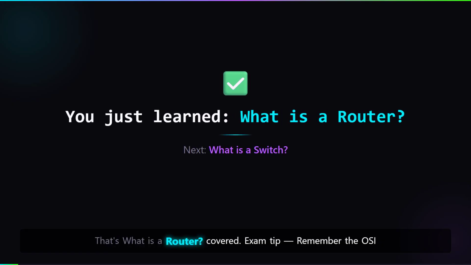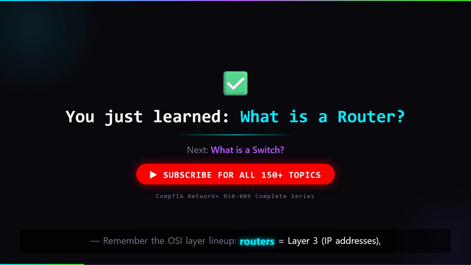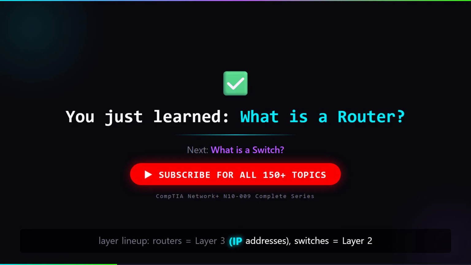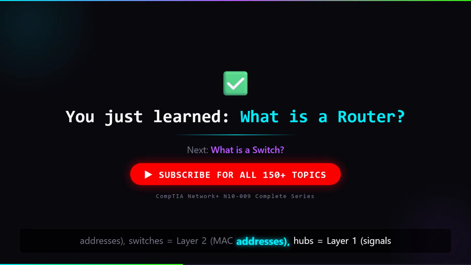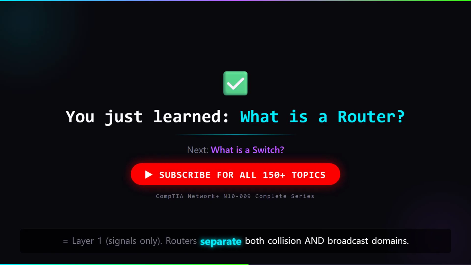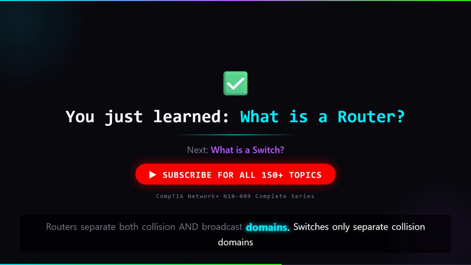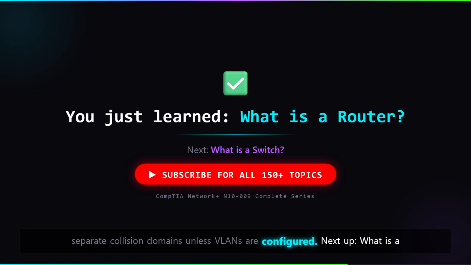That's what is a router covered. Exam tip: remember the OSI layer lineup. Routers equal layer 3, IP addresses. Switches equal layer 2, MAC addresses. Hubs equal layer 1, signals only. Routers separate both collision and broadcast domains. Switches only separate collision domains unless VLANs are configured.